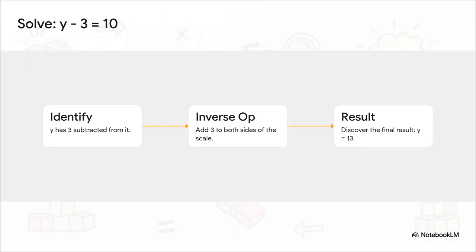We apply the exact same logic for a subtraction equation. Mission, solve y - 3 = 10. Step 1, identify that y has 3 subtracted from it. Step 2, the inverse of subtracting 3 is adding 3. So we add 3 units of weight to both sides to keep the scale level. On the right, 10 + 3 gives us our step 3 result, y = 13.